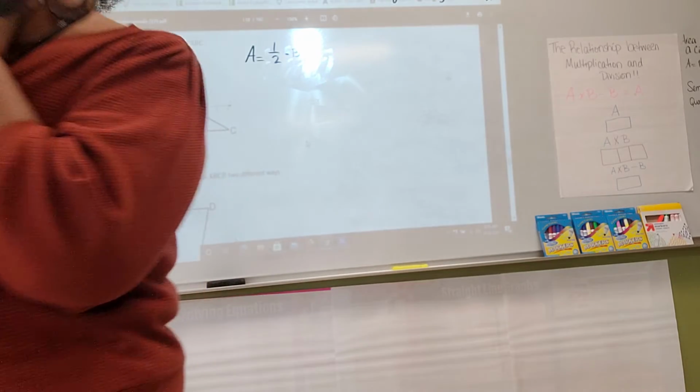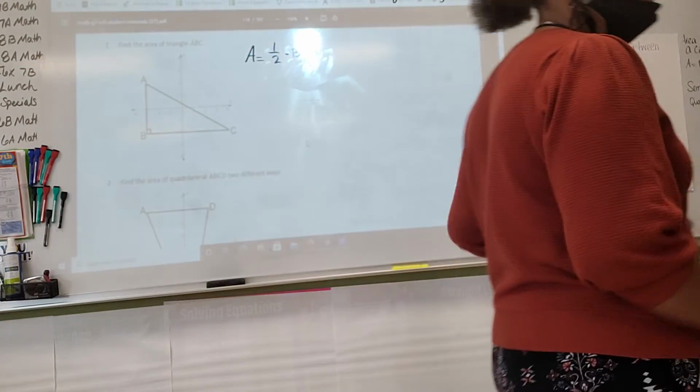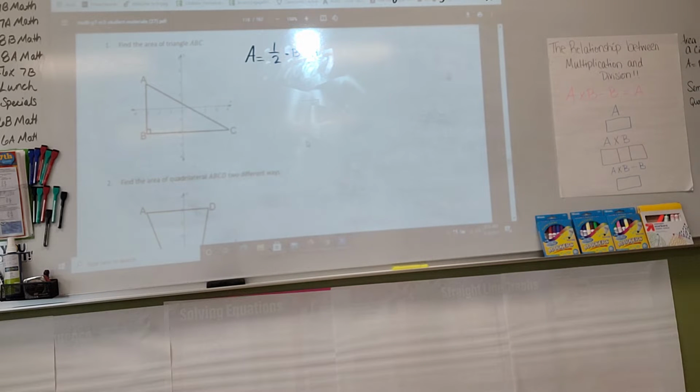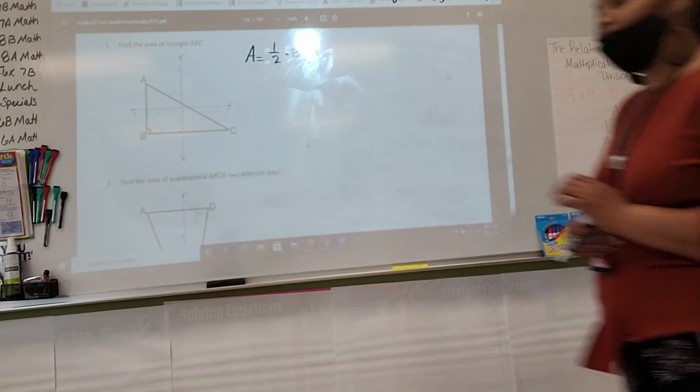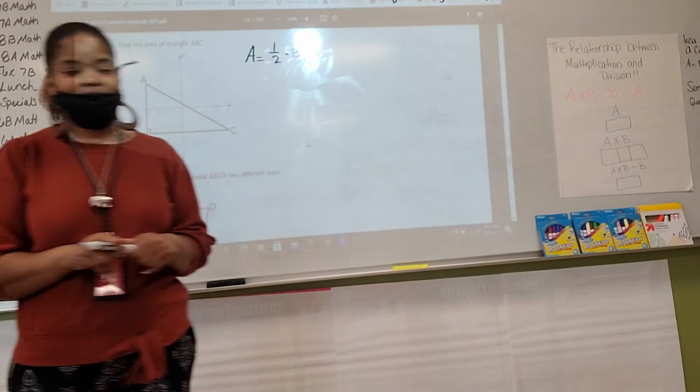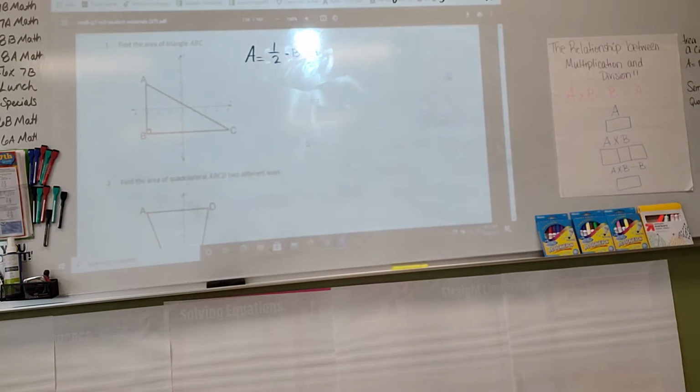You said find base and height, right? So count from here to here. You gotta do all three. We only gotta do the first one? Just do the first one. You're gonna end up doing all of them. That's the base, and that's the height.